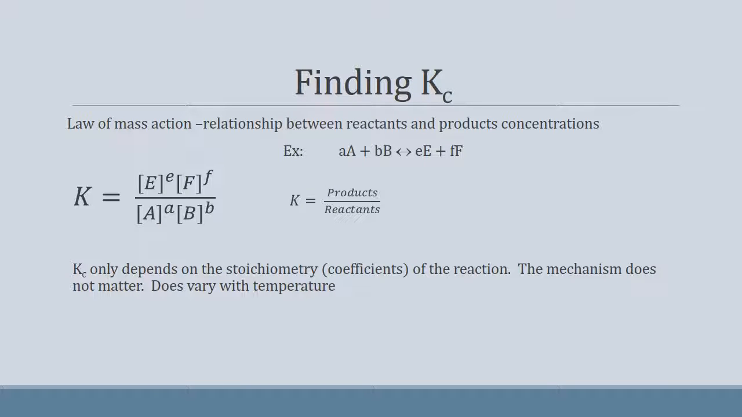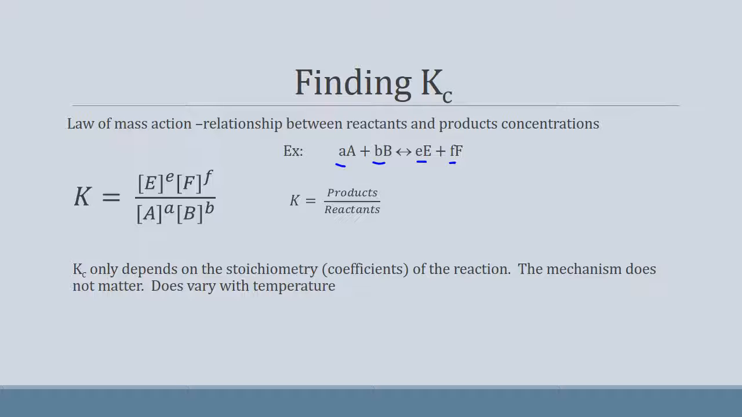Finding K, equilibrium constants, is really quite simple. The process is called the law of mass action, and what it's saying is the relationship between the reactants' and the products' concentrations. And when you do a K value, you will use the coefficients in a reaction. If you think back to kinetics, in kinetics the coefficients did not matter, but in this case, the coefficients are the critical factors. So I'm going to go ahead and underline the coefficients here.